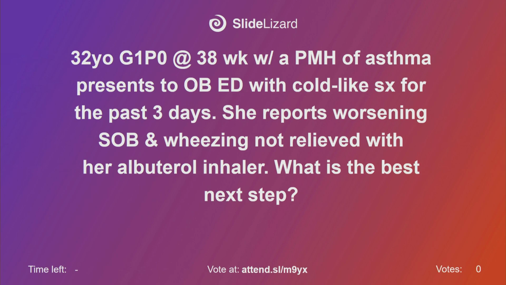All right. Next scenario here is a 32-year-old G1 P0 at 38 weeks with a past medical history of asthma presenting to your OBED or labor and delivery triage with cold-like symptoms for the past 3 days. She reports worsening shortness of breath and wheezing, not relieved with her albuterol inhaler. What's the next best step?